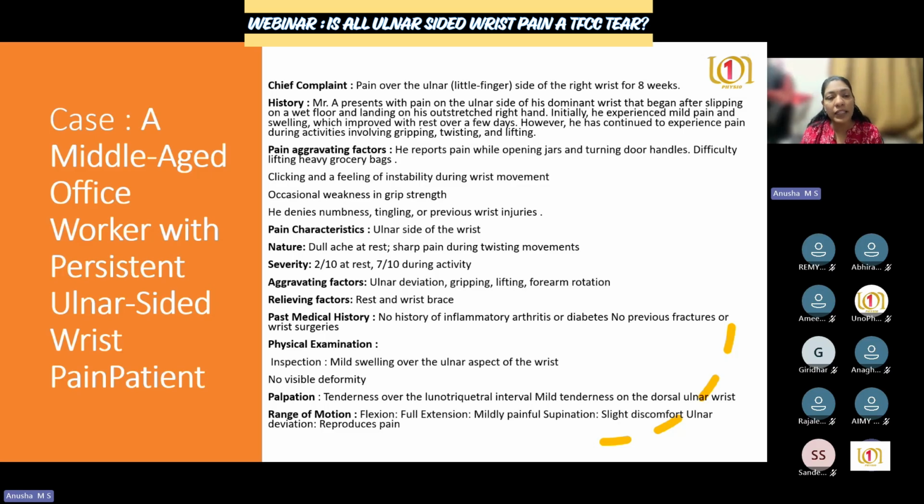The nature of the pain is a dull ache at rest and sharp pain with twisting movements. Aggravating factors are ulnar deviation, gripping, lifting, and forearm rotation. On palpation, the patient shows tenderness over the lunotriquetral interval, meaning between the lunate bone and the triquetral bone. If there's tenderness over that area, which test should we check? You can respond in the chat which test we should perform if the patient complains of lunotriquetral interval tenderness.